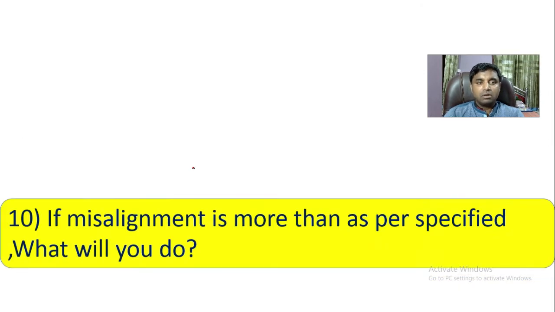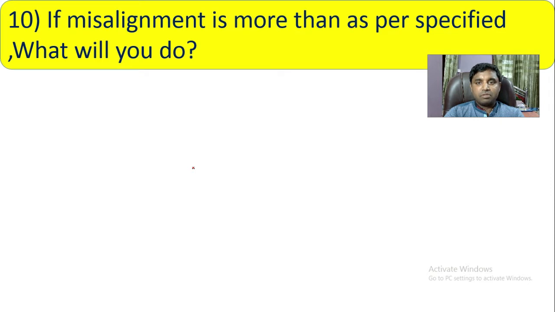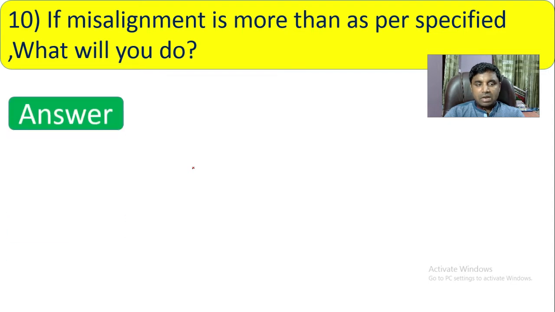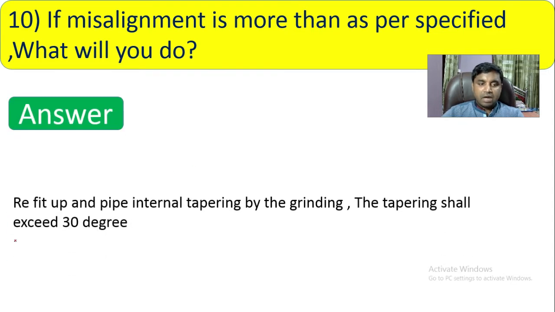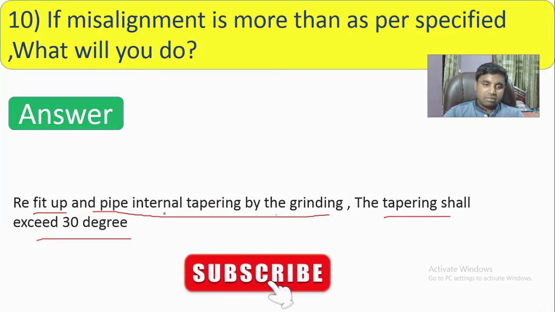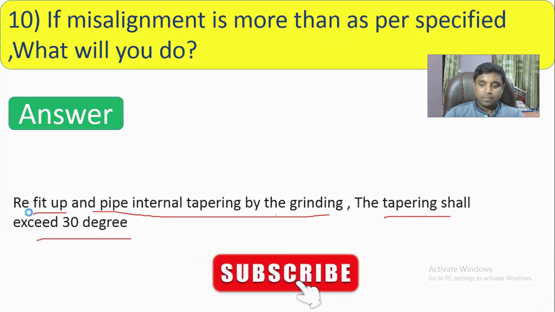Question number 10. If misalignment is more than specified, what will you do? You see, some misalignment is more than the requirement. So the answer is refit up. You have to do the refit up again, and do pipe internal tapering by grinding, and the tapering shall not exceed 3 degrees. So this is the answer.